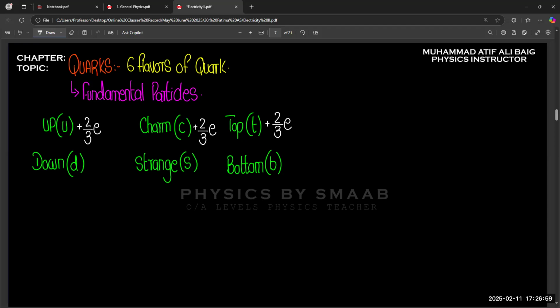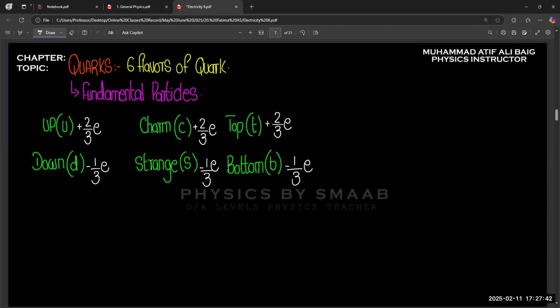And if we talk about down, the charge of the down is minus 1 over 3 e. And for strange, minus 1 over 3 e. And if we talk about bottom, also minus 1 over 3 e. So basically, these quarks never exist in individual forms. We always find particles where there is a combination of the quarks.